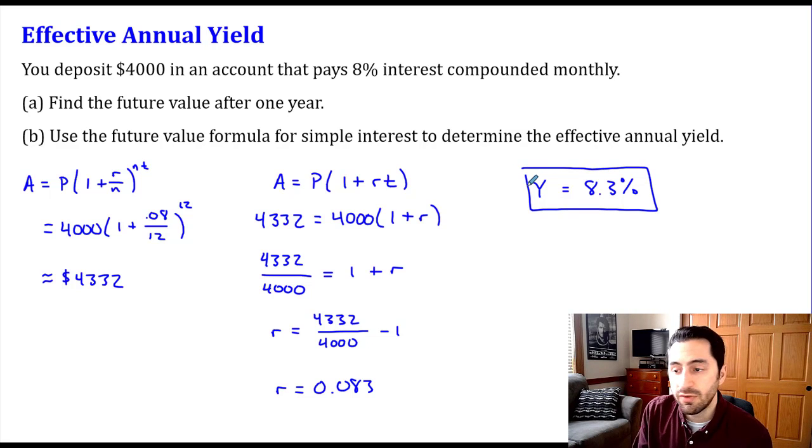So what that means is that if I had a simple interest rate of 8.3% and I had the same investment of $4,000, I would end up with the same future value as this interest that's compounded monthly. So if I had multiple investments and they were different interest rates and maybe they're compounded a different number of times, I could take each investment, convert it to an effective annual yield. That would tell me simple interest rates for each of these accounts. I could compare those. Whichever one has the best interest rate would be the better investment.